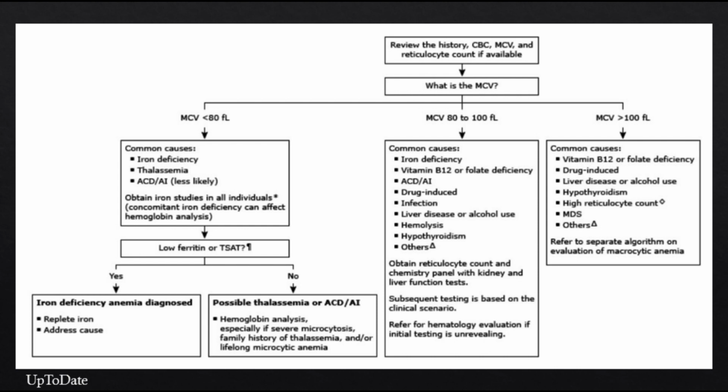This is a table I pulled directly from UpToDate. It's a pretty good rough outline. It doesn't go into too many details, but gives you an idea of some potential culprits for each type of anemia. And today we're looking here at the MCV over 100, of course, for the macrocytics.